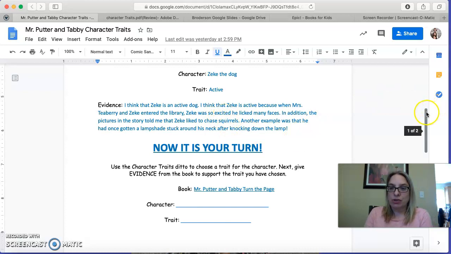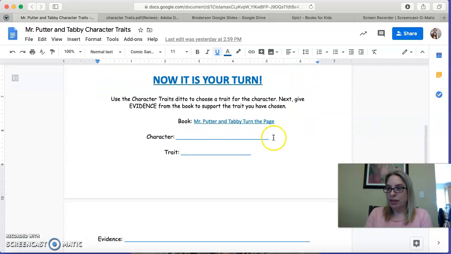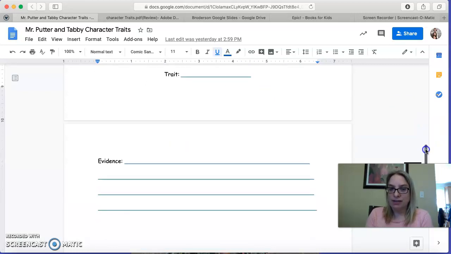So now it's going to be your turn. You're going to pick a character, you're going to pick a trait, and you're going to provide some evidence as to why you believe that character has that trait.